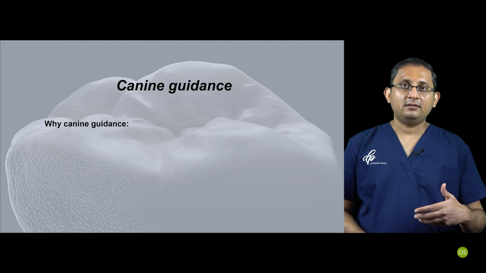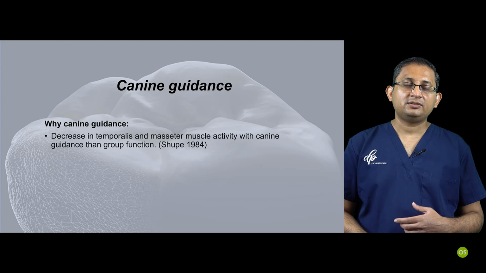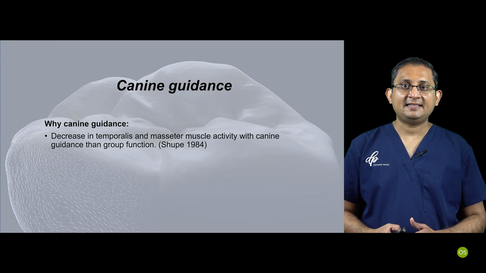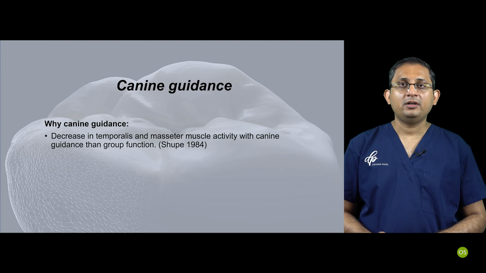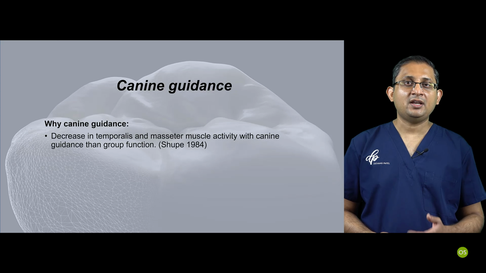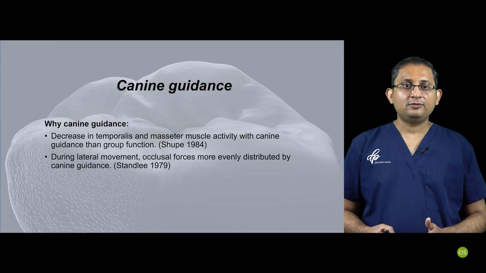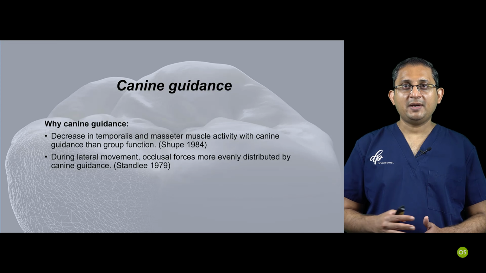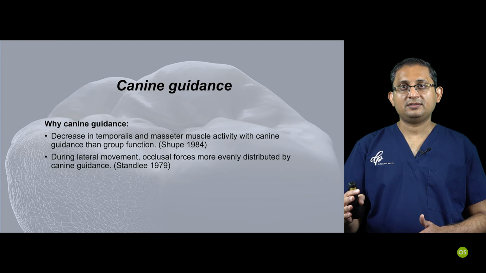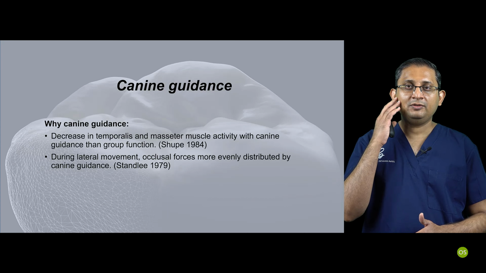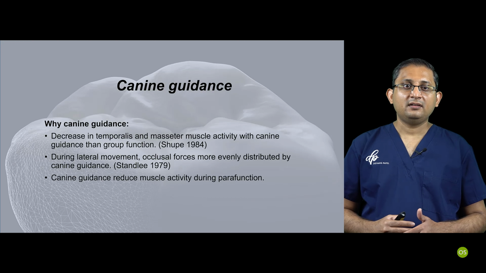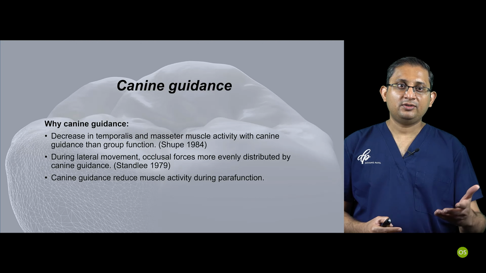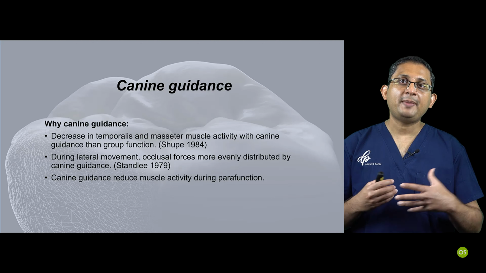So again, why canine guidance? Because studies show that it decreases muscle activity. Schultz showed in 1984, by doing various EMG studies, that the canine helped in reducing muscle activity. During lateral movement, the occlusal forces are more evenly distributed by canine guidance. So you can distribute the forces of the occlusion much more evenly because of the position. And as we discussed before, it reduces muscle activity during parafunction.